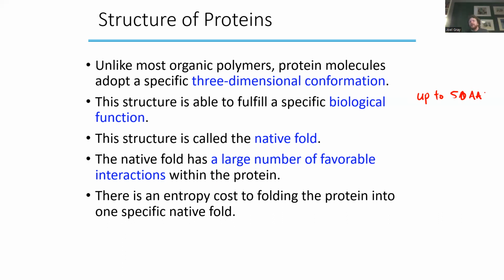idea of what something looks like, how it interacts within space, then you can get a sense for how it behaves in other settings, and how it responds to certain stimuli and certain molecules. For instance, if you know a protein looks a certain way, then maybe you could design a molecule that binds to a specific pocket in that protein, and maybe restricts its movement, restricts its ability to catalyze a reaction. So, unlike most organic polymers, protein molecules adopt a very specific three-dimensional conformation.